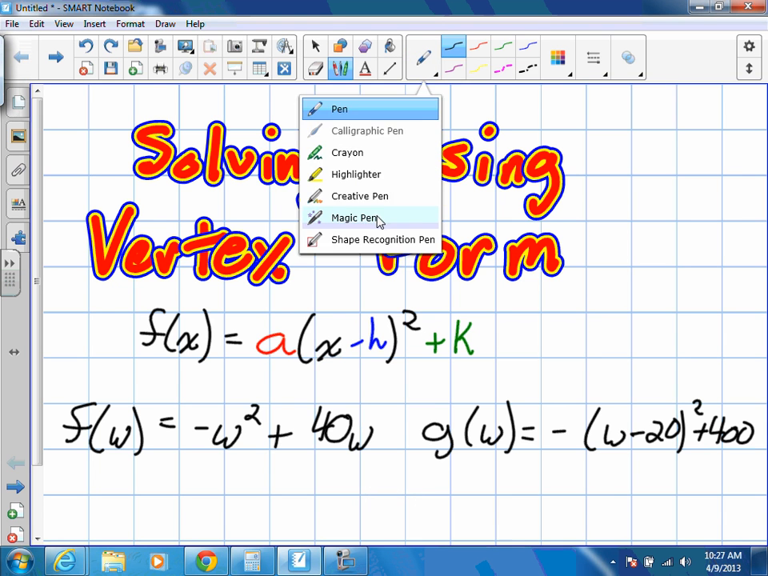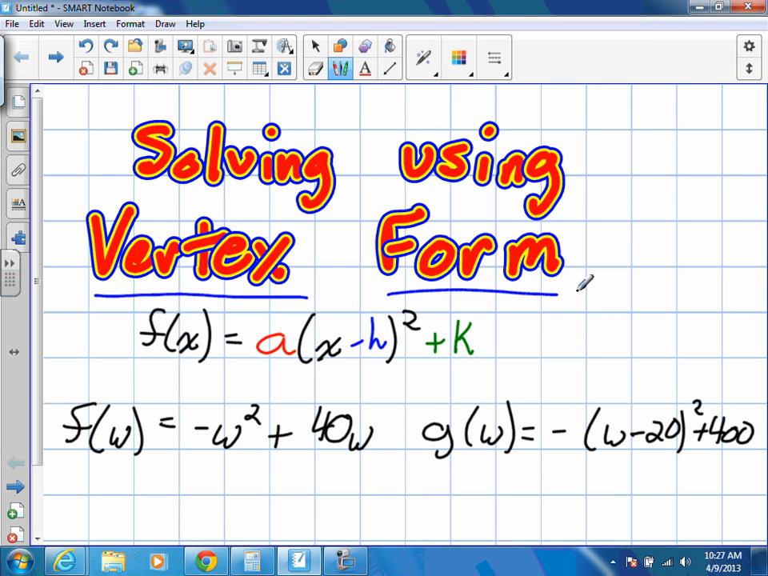All right, we're working with solving questions using Vertex form. So you guys have seen Vertex form before. We've been using it to transform quadratics along the graph. We haven't really used it too much algebraically, though.